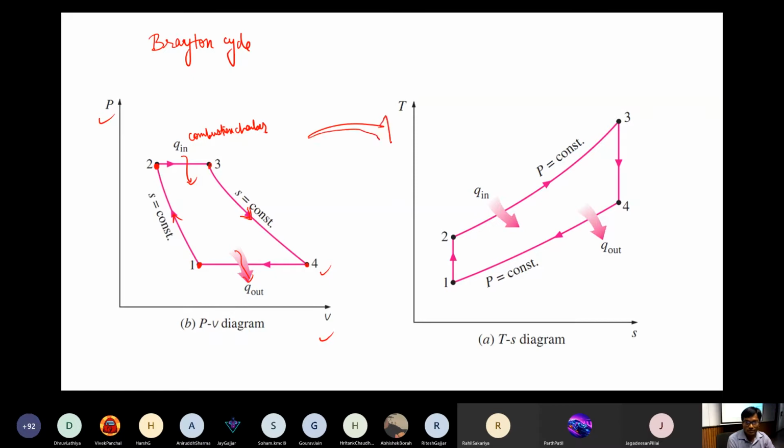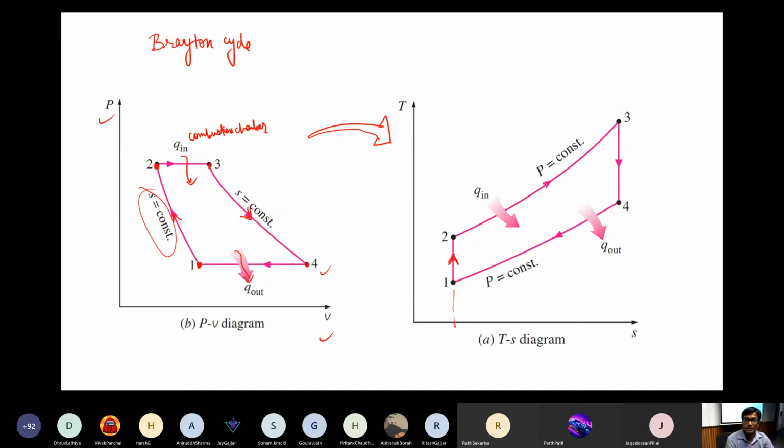Similarly, we can also think of this PV plot on the TS diagram in a similar manner. From 1 to 2, S is constant, so this plot is vertical for this process.